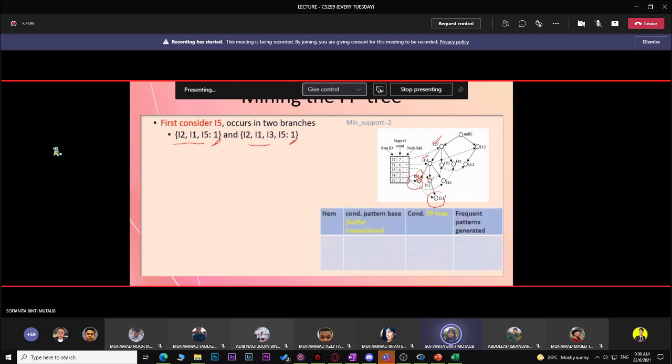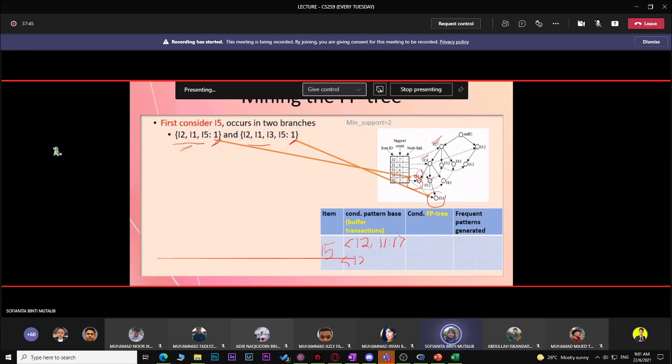Yeah. Okay, next. Okay, so what we are going to do is that you have I5 here. Okay, and we put a conditional pattern base for the I5, which is extracted from here. Okay, so what is the conditional is I2 and I1 with count 1. Boleh? Okay, and then the next one is I2.